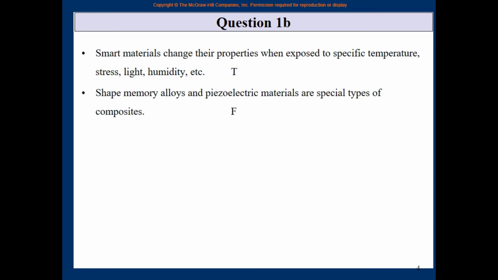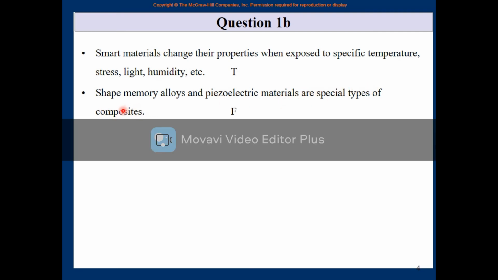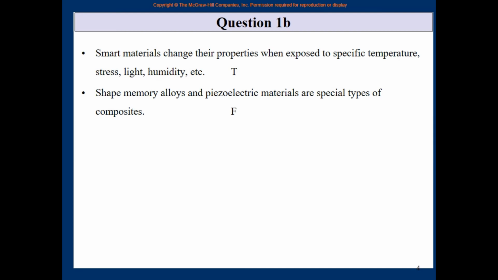Shape memory alloys and piezoelectric materials are special types of composites. Are special types of composites? No, they are not special types of composites. In the previous page, we already showed you that piezoelectric materials are a type of what?